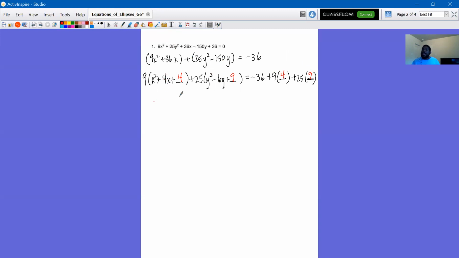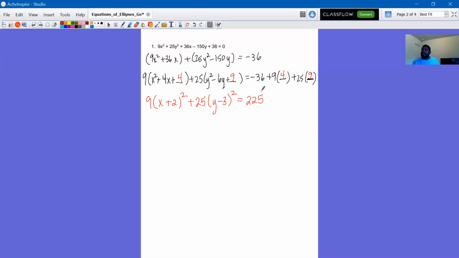So now we want to go ahead and simplify this equation. We have 9 times x plus, take half of your middle term, which is half of positive 4 is 2, and then squared. And then the same with this: write your y, take half of your middle term, which is negative 3, and then square that. And then you're going to simplify the right side, and you're going to get 225.